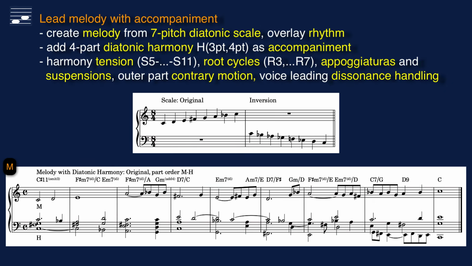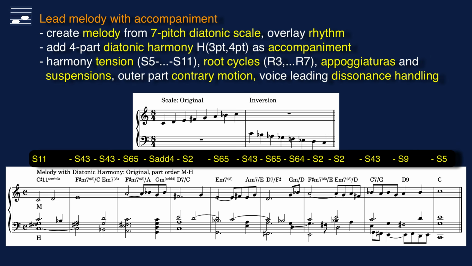Next we put 4-part harmony under this melody. Schillinger calls this melody with accompaniment. I've shown the diatonic chord labels at the top. This example has a number of characteristics. The example opens and closes on the tonic degree chord. There's a variable tension since we use a mix of basic triads S5 and extended chords up to S11. There are root and inversion position chords.